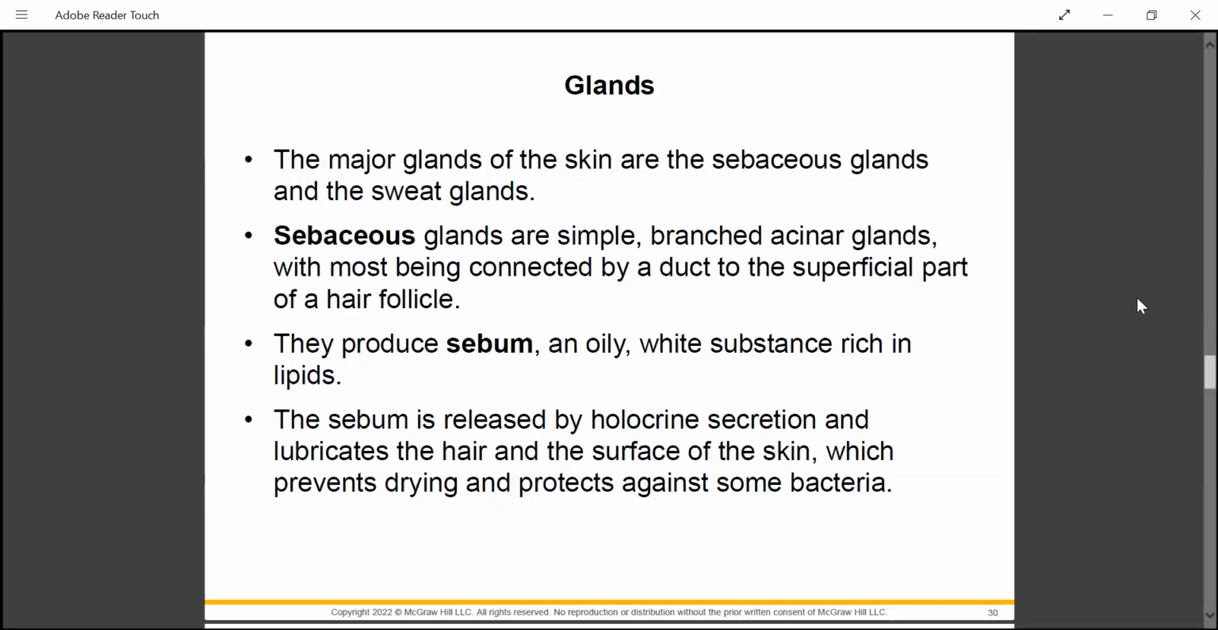They produce this oily substance that is rich in fats or lipids. It's called sebum. And sebum is released by the process known as holocrine secretion. You don't need to know any details on how that works, but the end result is lubrication of the hair and our skin surface.